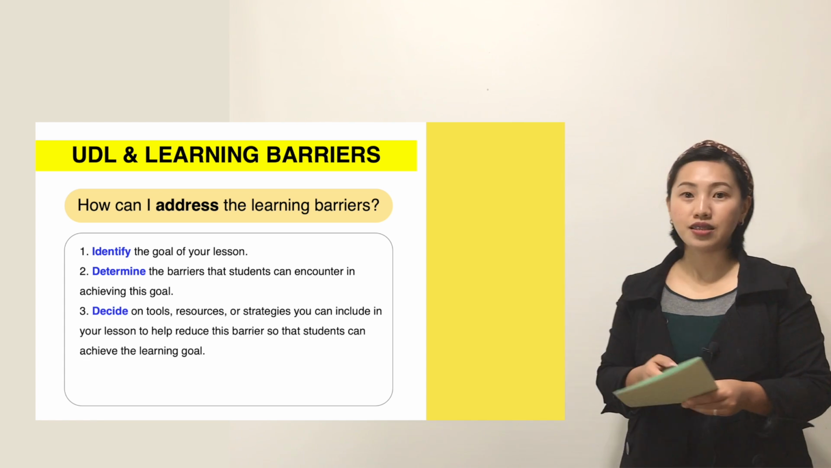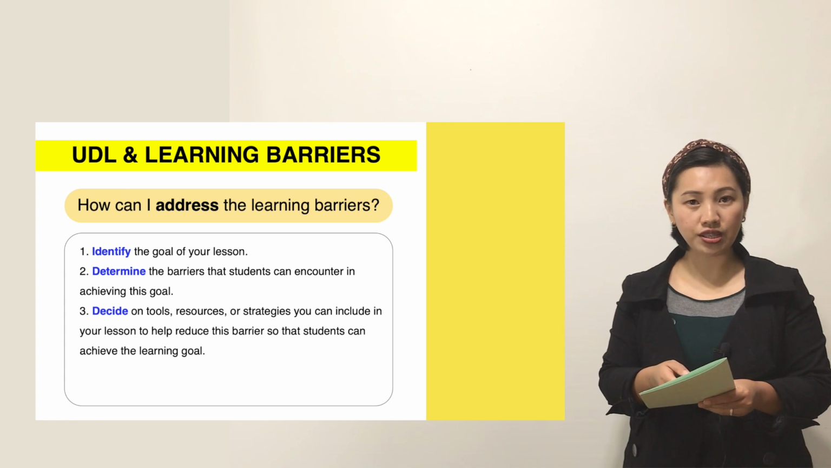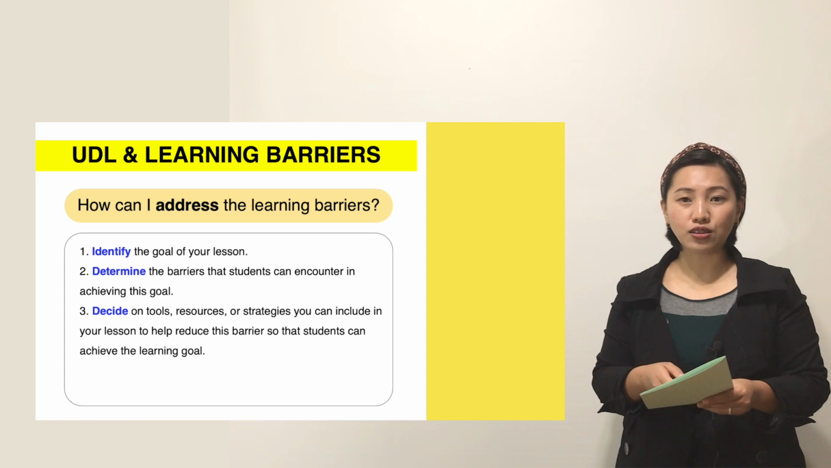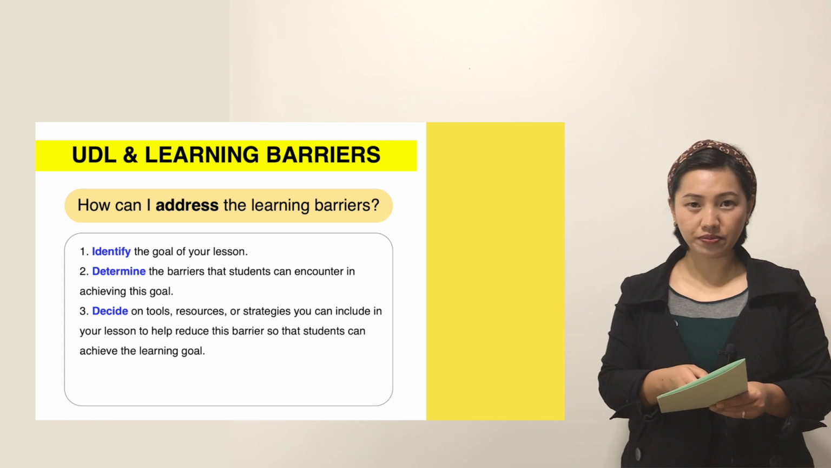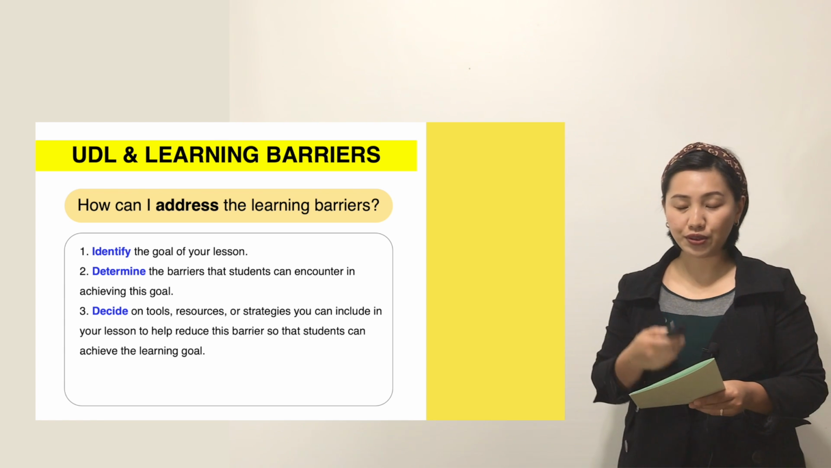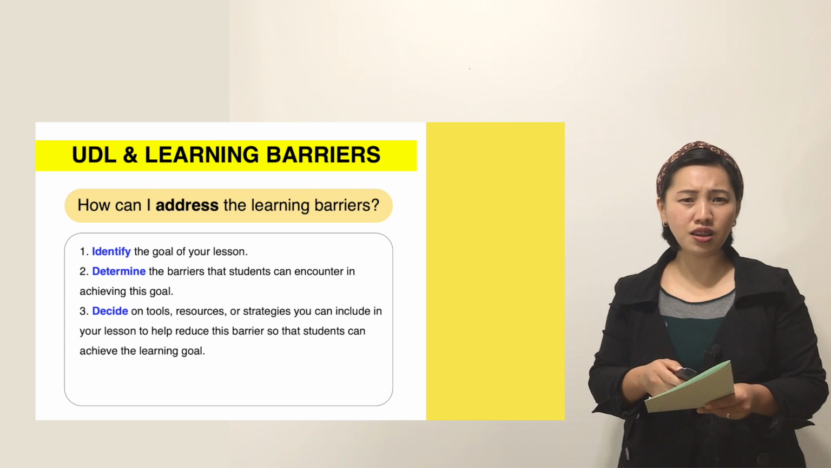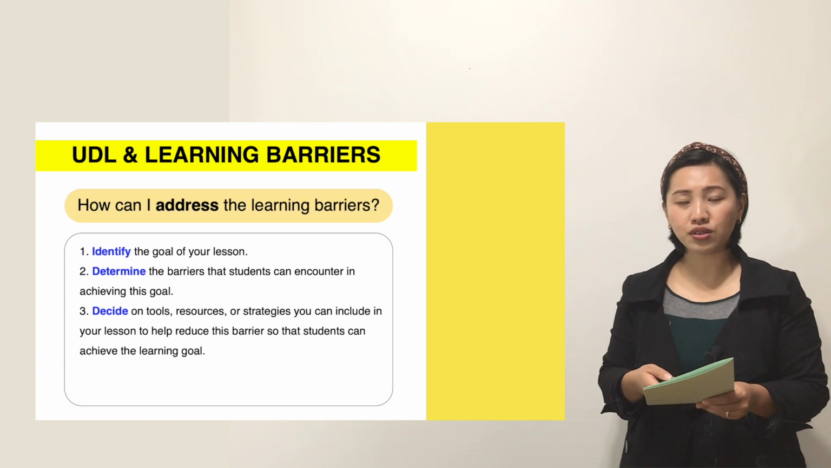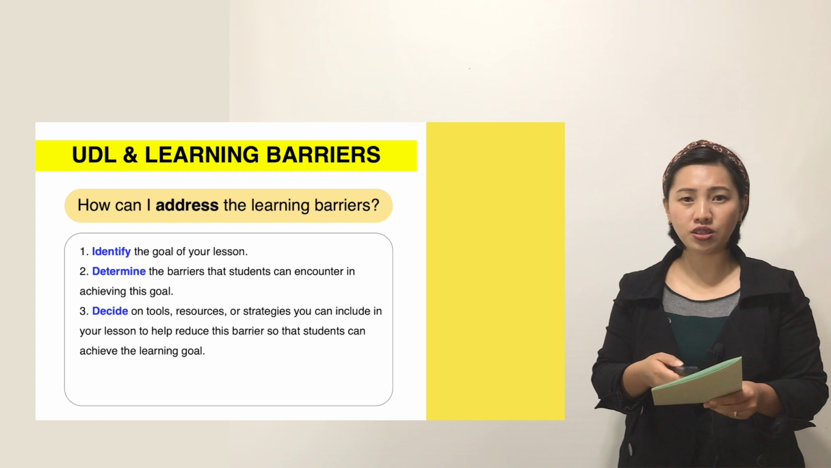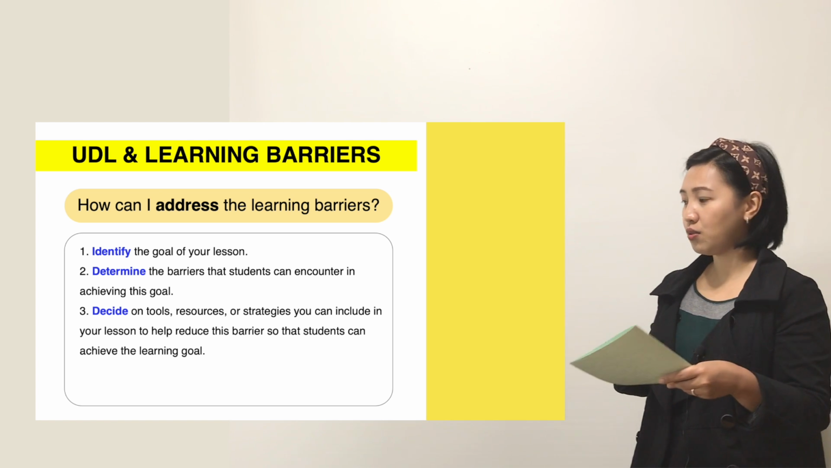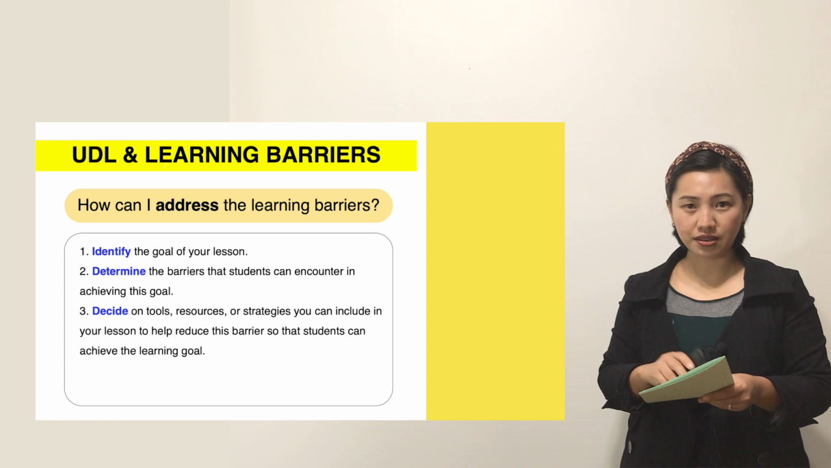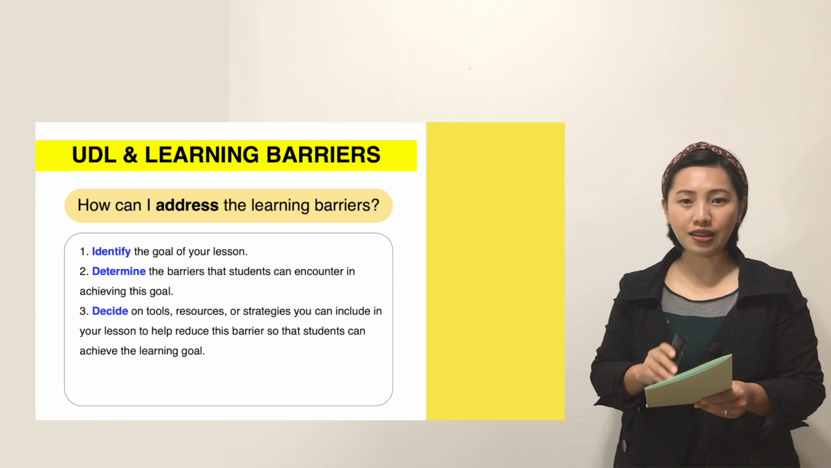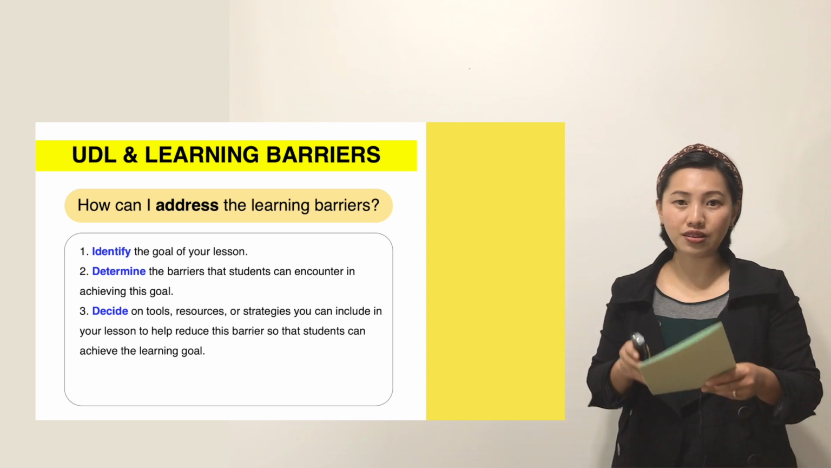Third, decide on tools, resources, or strategies you can include in your lesson to help reduce this barrier so that students can achieve the learning goal. After anticipating and determining those learning barriers, next is to think about the tools or the strategies that you can use so that those learning barriers will be lessened. Maybe not entirely eradicated or removed, right? But at least lessened so your students can catch up.